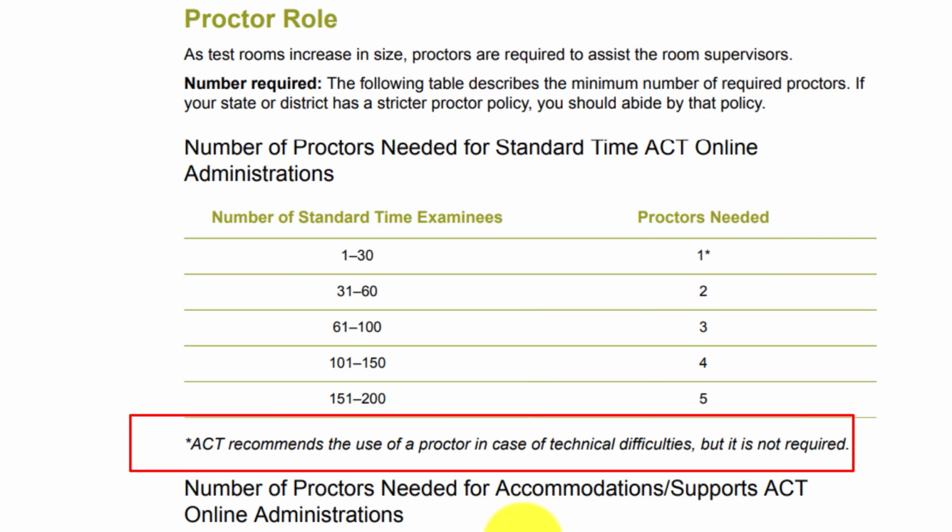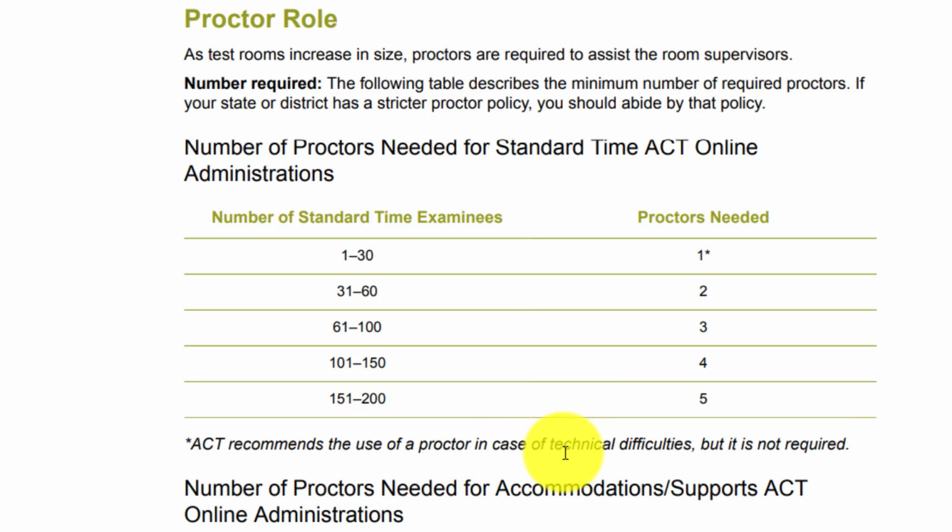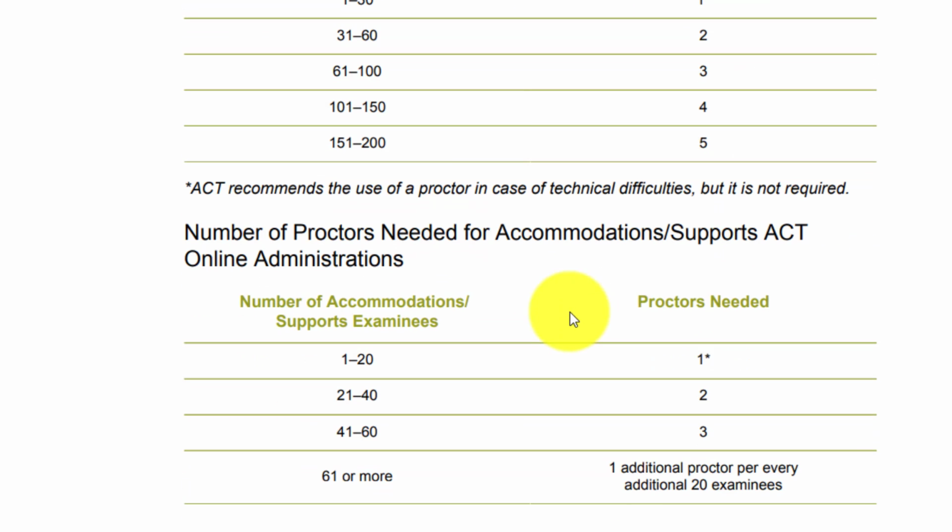Notice there's an asterisk there, and so the asterisk says this: ACT recommends the use of a proctor in case of technical difficulties, but it's not required. So it's a very good idea for standard time rooms that you have the room supervisor and a proctor. Have 2 people in there. And then 31 through 60, number of proctors required is 2. Notice there's no asterisk, so if you have 32 students in the room, 33, you need 2 proctors, and so on.